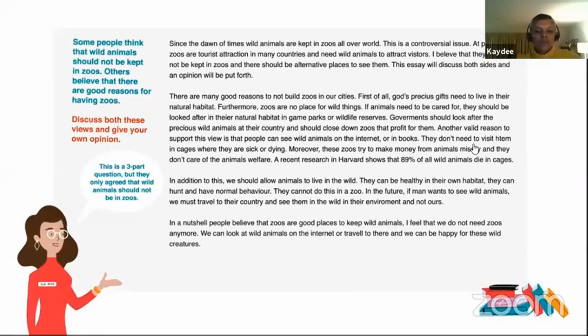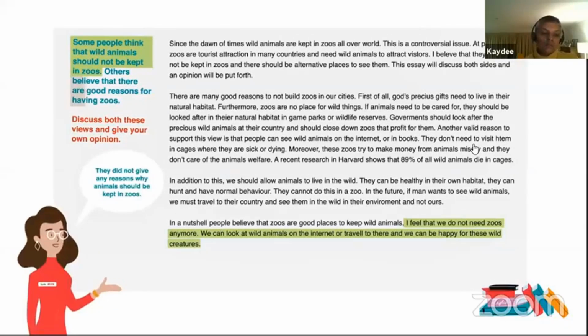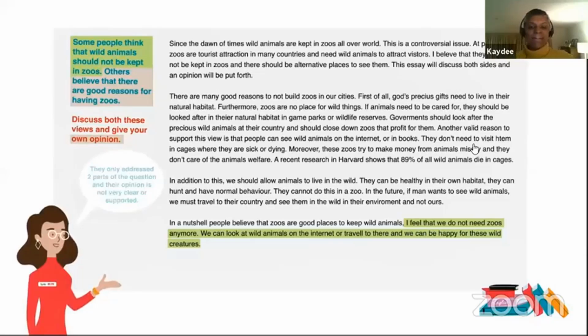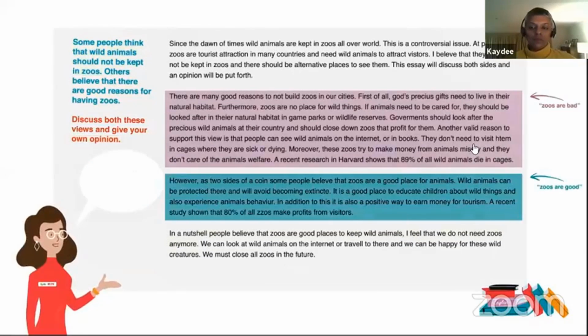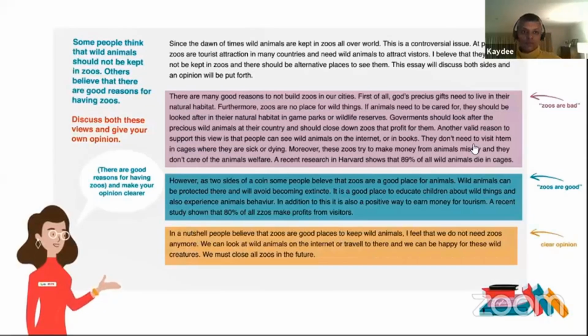This is a 3-part question, but they only agreed that wild animals should not be in zoos. They did not give you any reason why animals should be kept in zoos. They only addressed 2 parts of the question, and their opinion is not very clear or supported. Solution: include the other viewpoint. There are good reasons for having zoos, and make your opinion clearer.